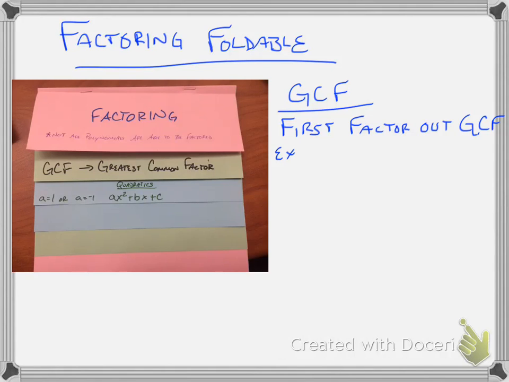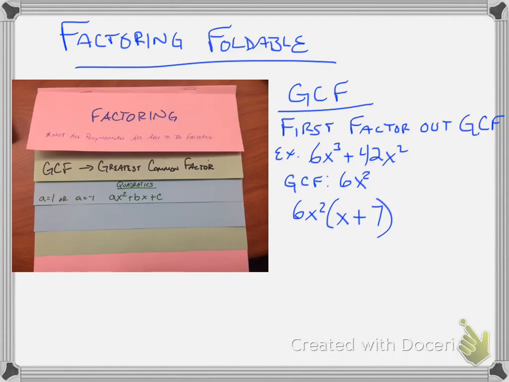So for this first example, I have 6x cubed plus 42x squared. And you're going to tell the GCF from the coefficients and from the variables. So the greatest common factor of 6 and 42 is 6. And because they both have at least an x squared, x squared is also part of my greatest common factor. So then I can factor that out, 6x squared, and what I'm left with is x plus 7.